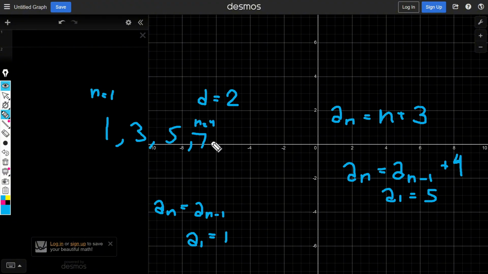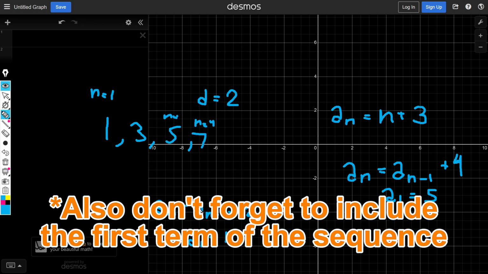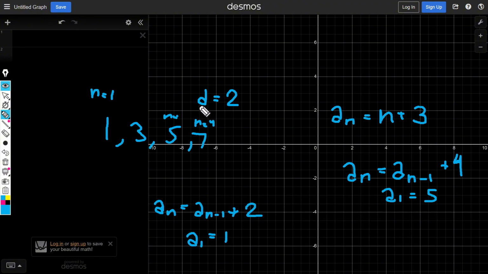To find 7, we're taking the third term, which is 5, and adding 2 to it, which is the common difference. So we would say A sub n equals A sub n minus 1 plus 2. To find the recursive definition of an arithmetic sequence, you take the previous term and add the common difference, where obviously if the common difference is negative, you'd be subtracting. So yeah, that should be all for that.